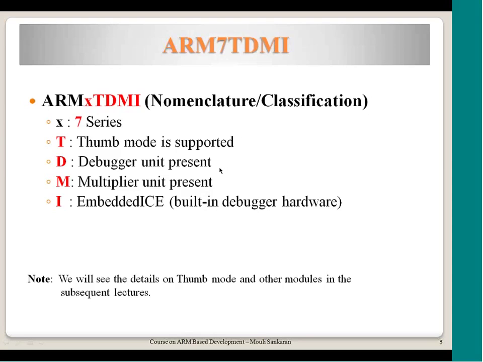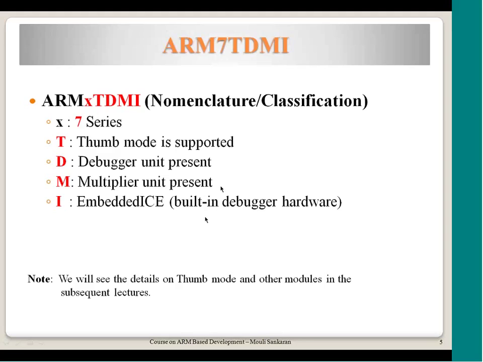D is a debugger unit. It is present in the processor so that as a developer, we can run our code on the target platform and debug it by single stepping, executing one instruction after the other, and seeing the contents of the registers, so that we can understand how our program is running on the processor, and if there is any bug in our code, we will be able to fix it. So the processor supports debugging by providing a separate hardware unit in it.